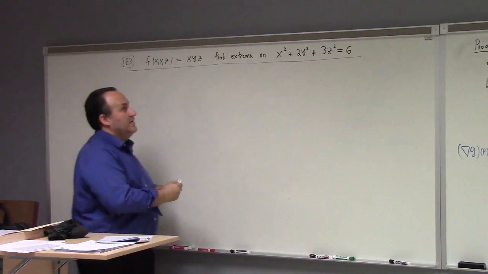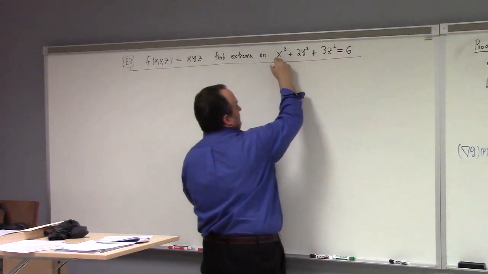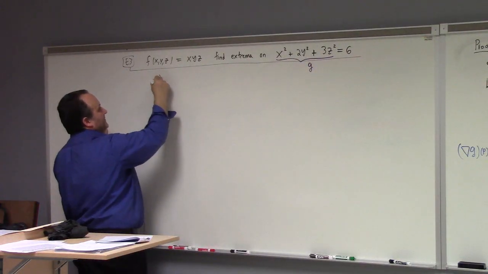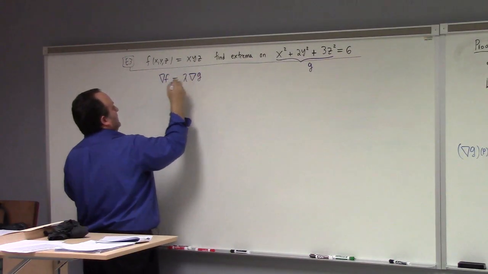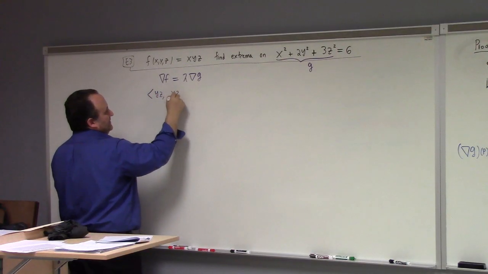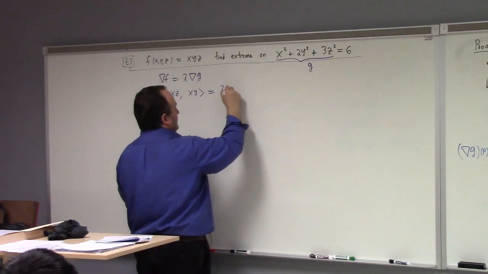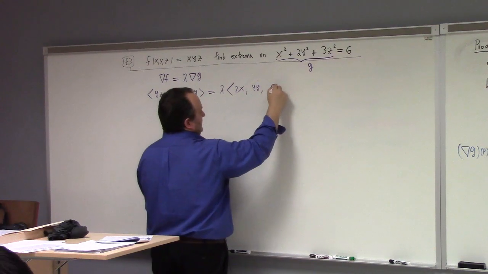Let's try it out. So here we have to look at, this is my constraint. This is the g. So we take the gradient of f equal to lambda times the gradient of g, which is going to give us yz, xz, xy equals lambda times the gradient of g, which in this case is 2x, 4y, 6z.